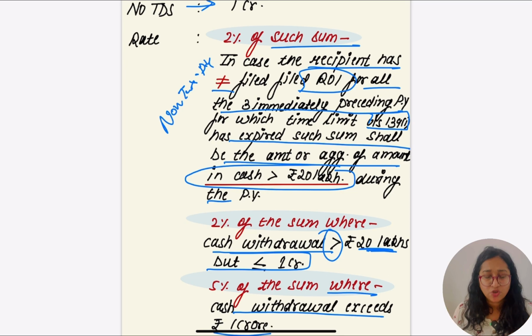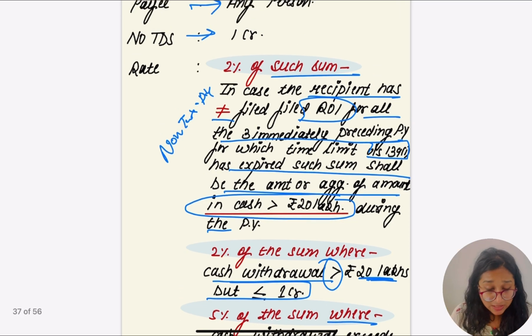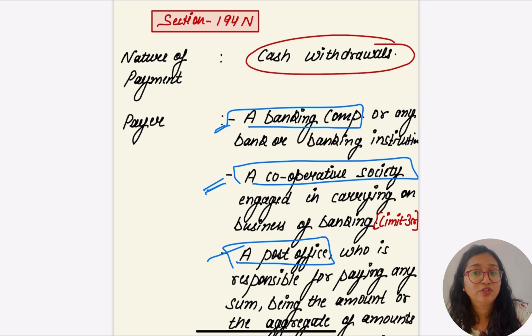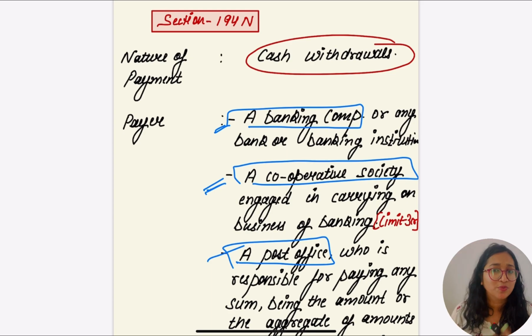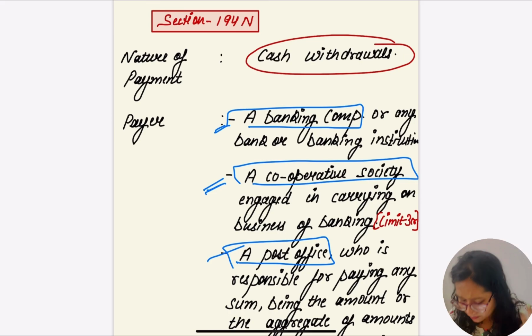In this section, we have read section 194N, which is related to cash withdrawal. The payers are going to be 3 kinds of people, and I told you who those are: first of all, banking company, cooperative society, and a post office. The payee is going to be any person. The rate is going to be 2 and 5 for taxpayer and non-taxpayer. We are going to consider those who have actually filed the return in the preceding previous years, and on that basis we are going to call them taxpayer or non-taxpayer. Simple, okay.